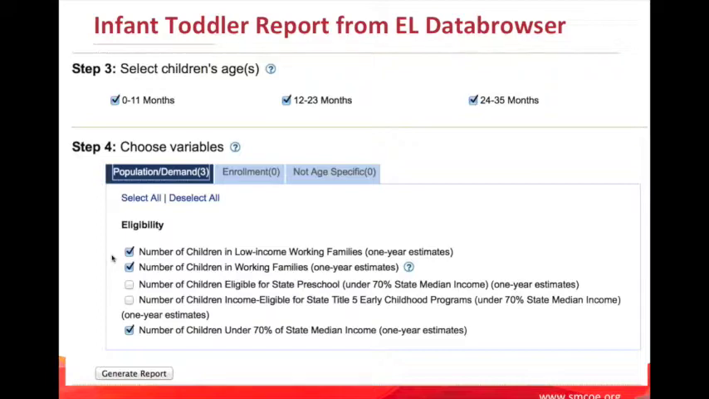So for infants and toddlers, you're going to want to zero in really on the low-income families in working families, because they're the only ones that qualify for state subsidy. So you could then plug those, that you'll get a zip code report of those. You would populate the infant toddler spreadsheet with that as the demand.